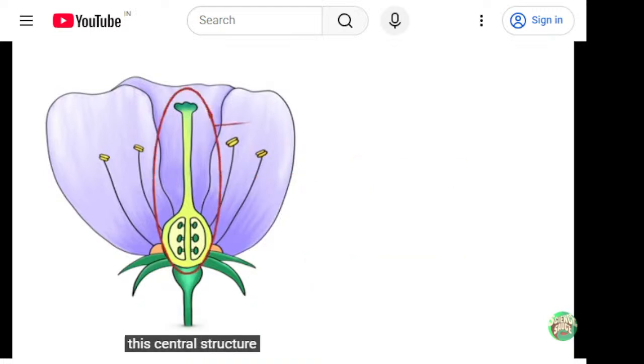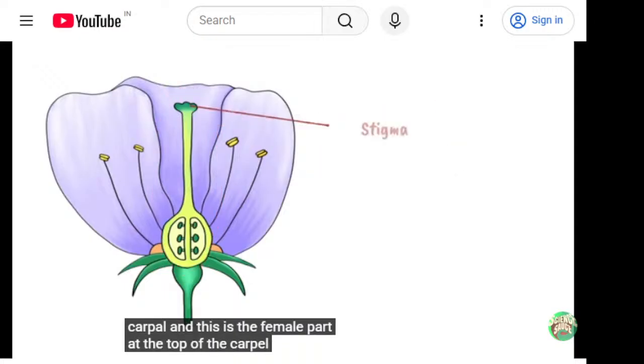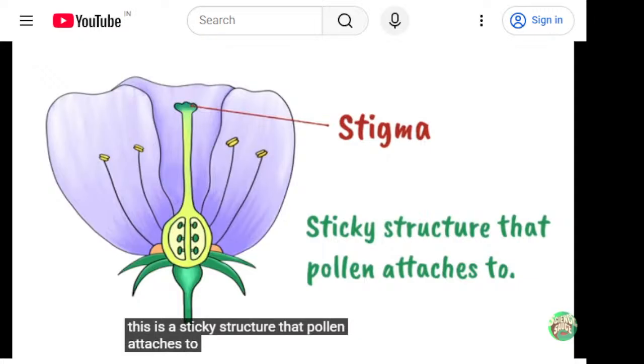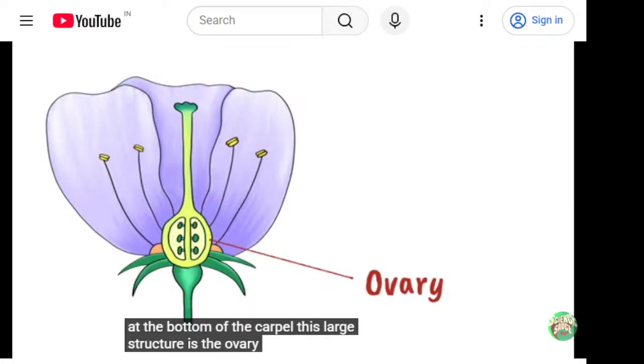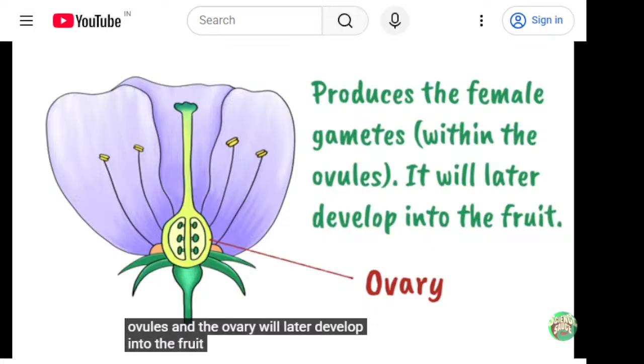This central structure is called the carpel, and this is the female part. At the top of the carpel is the stigma. This is a sticky structure that pollen attaches to. At the bottom of the carpel, this large structure is the ovary. The ovary produces the female gametes within the ovules, and the ovary will later develop into the fruit.